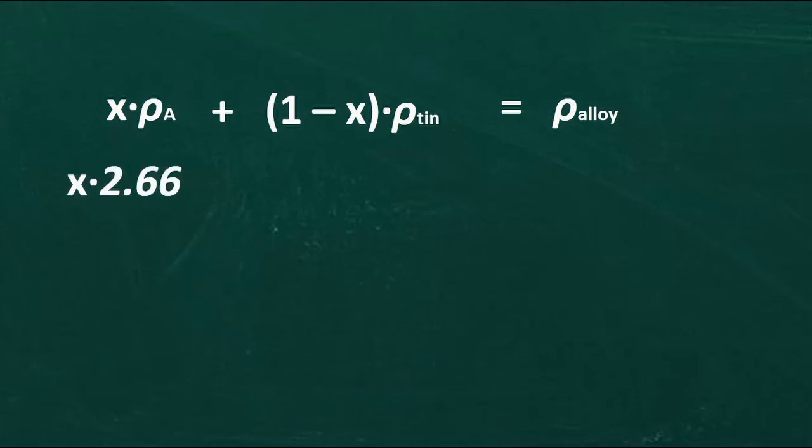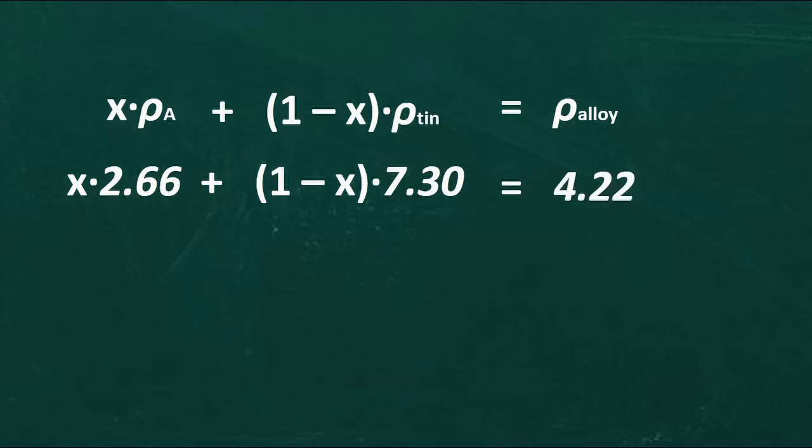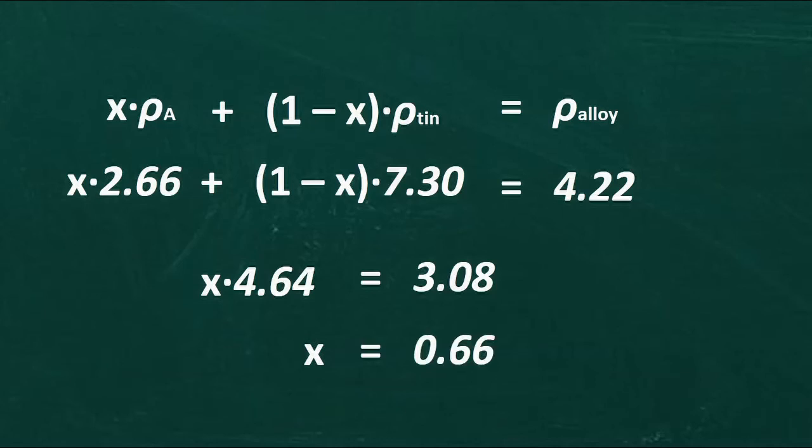Substituting in the numbers that we have, the volume fraction x times the density of the aluminium, 2.66, plus 1 minus x times the density of the tin, will equal 4.22, which is the new density of the alloy that we measured. Solving for x in this equation gives us x times 4.64 equal to 3.08, and therefore x is equal to 0.66. That means 66% of our alloy is actually aluminium, approximately 2/3. Therefore, the remaining 34% is tin.